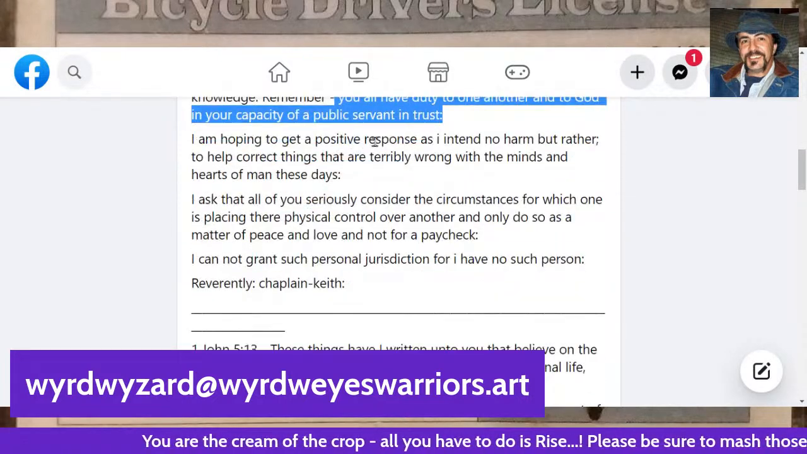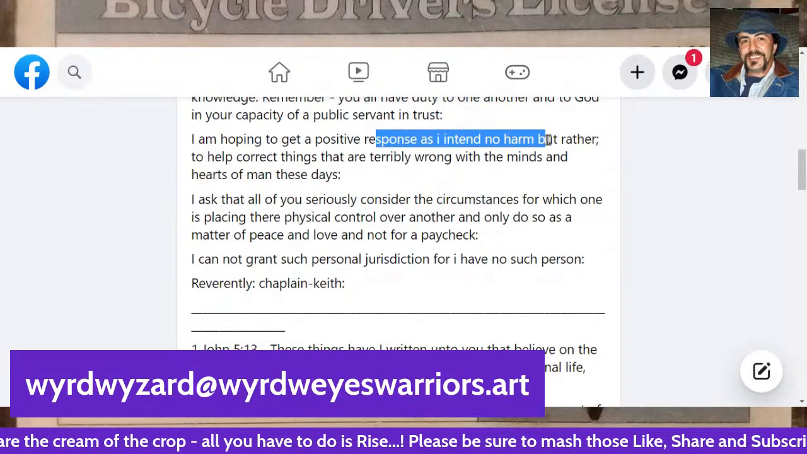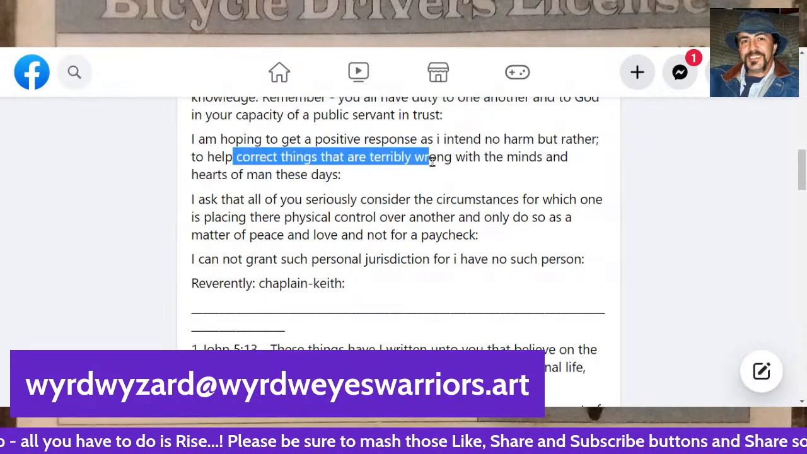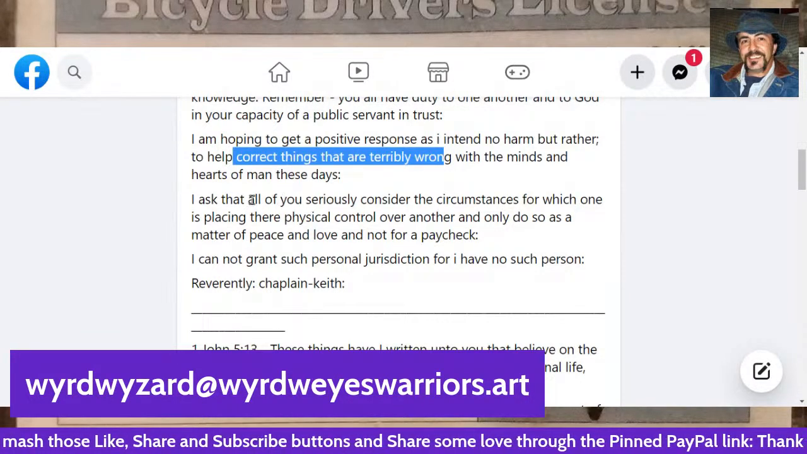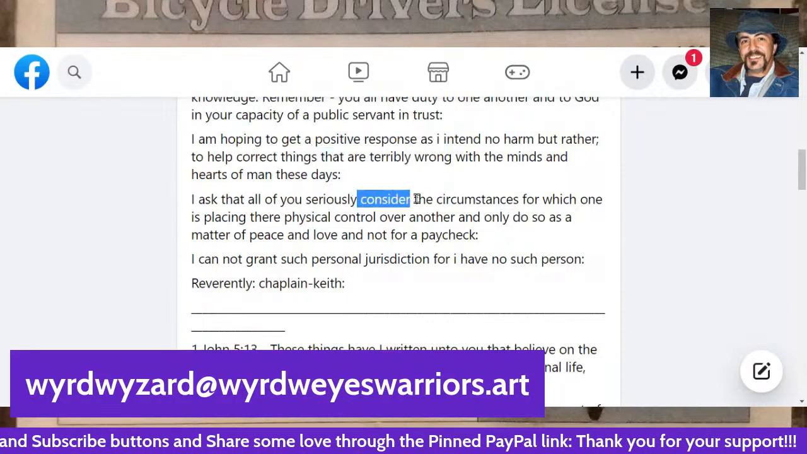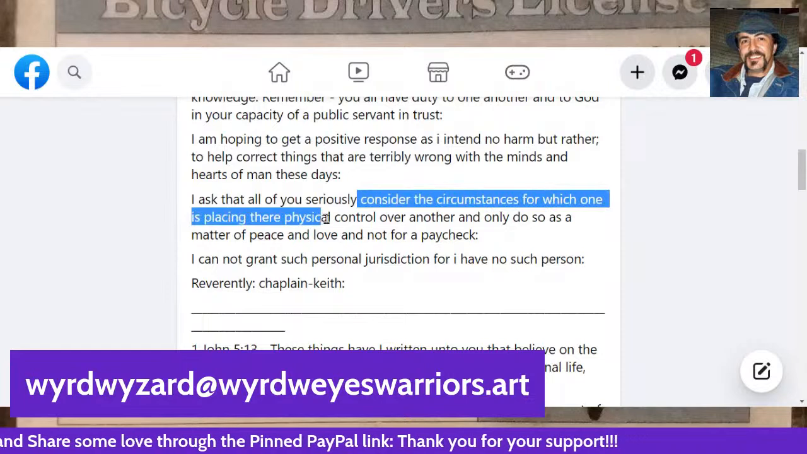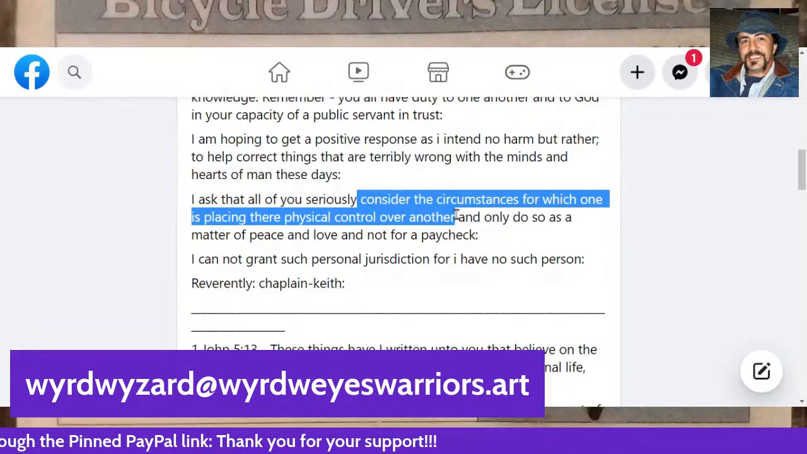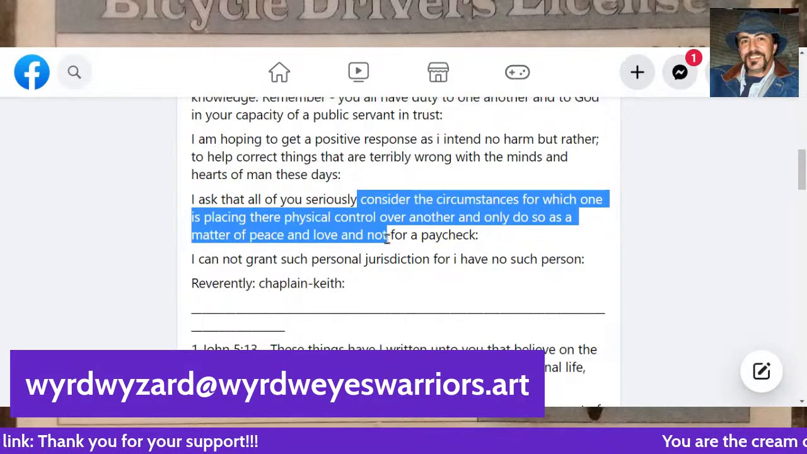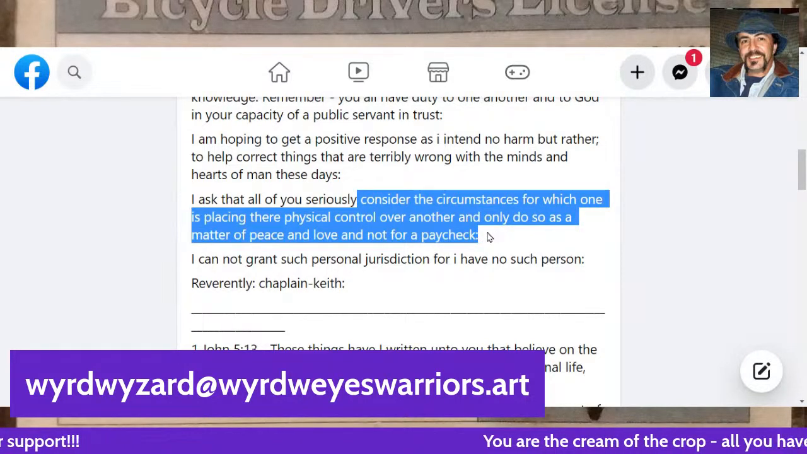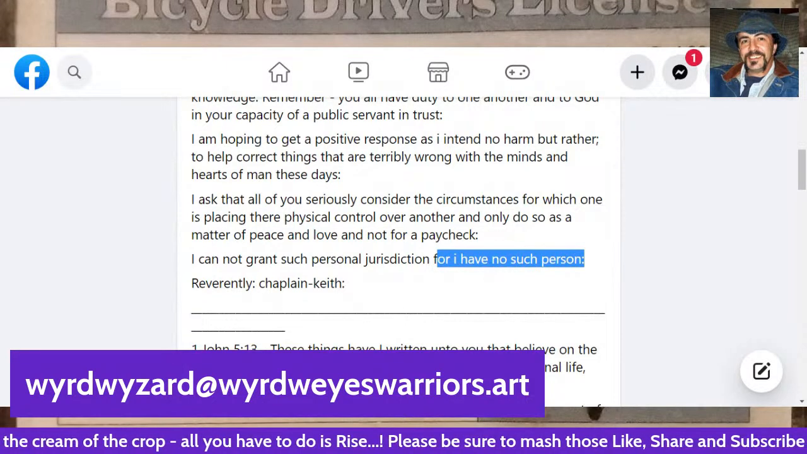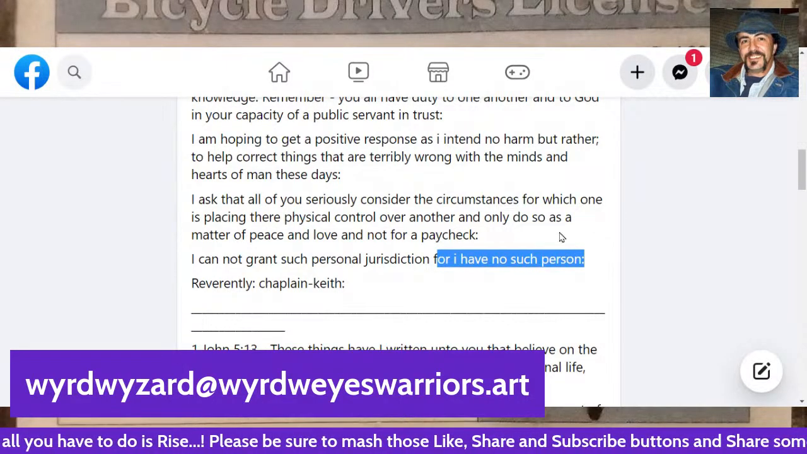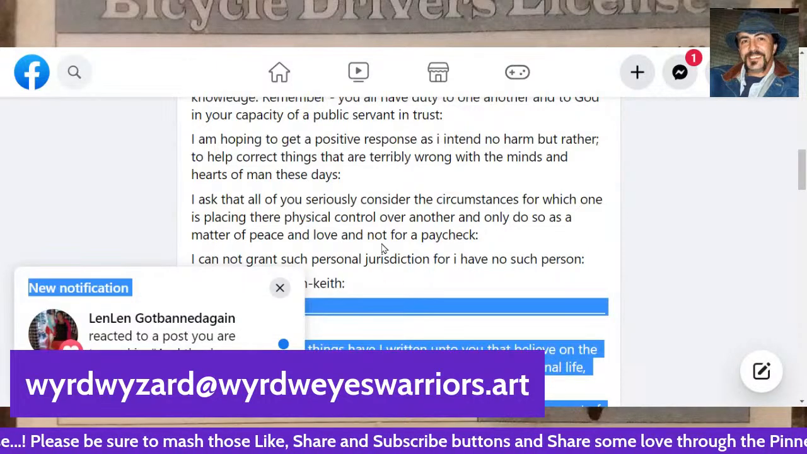I am hoping to get a positive response, as I intend no harm, but rather to help correct things that are terribly wrong with the minds and hearts of man these days. I ask that all of you seriously consider the circumstances for which one is placing their physical control over another, and only do so as a matter of peace and love and not for a paycheck. I cannot grant such personal jurisdiction, for I have no such person. You get it? Reverently, Chaplain Keith.